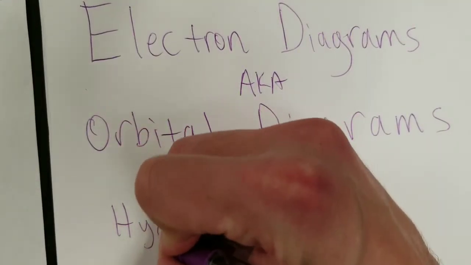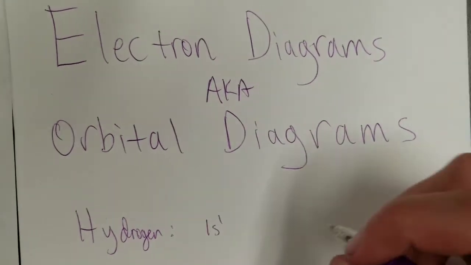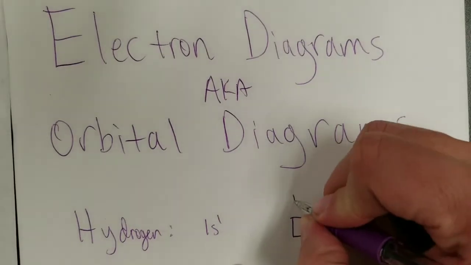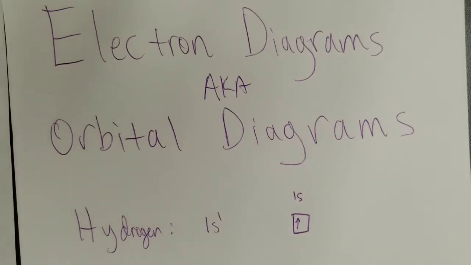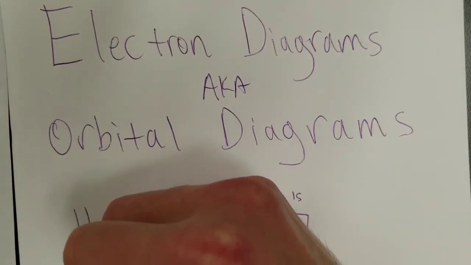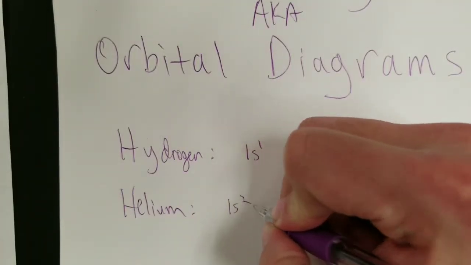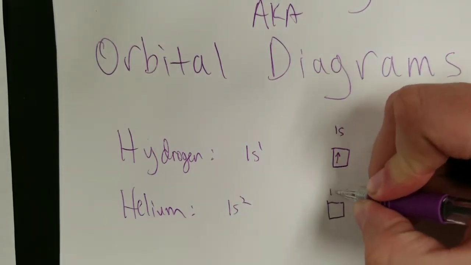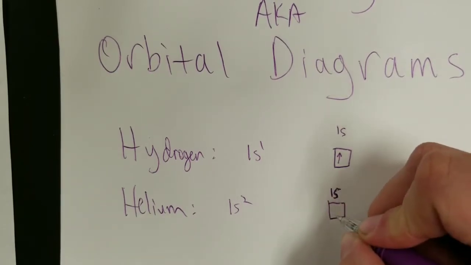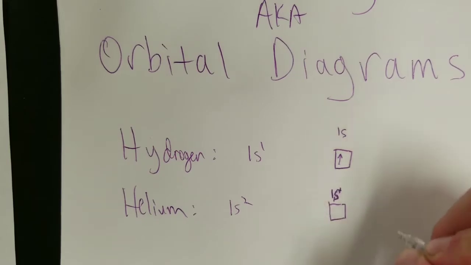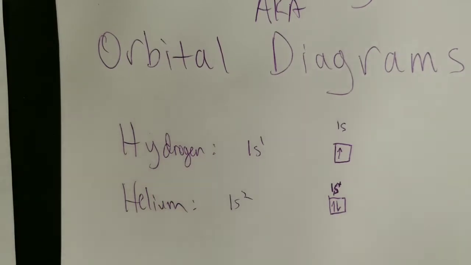Hydrogen. Its configuration is 1s1. So the way you draw the diagram is you label 1s and you put an arrow. It doesn't matter if it's up or down, honestly. I just happen to choose up. Helium. You should be able to come up with, using the periodic table, its electron configuration is 1s2. So the way you draw that, box with a 1s label, and you put 2 electrons in there, showing that they're spinning in opposite directions.